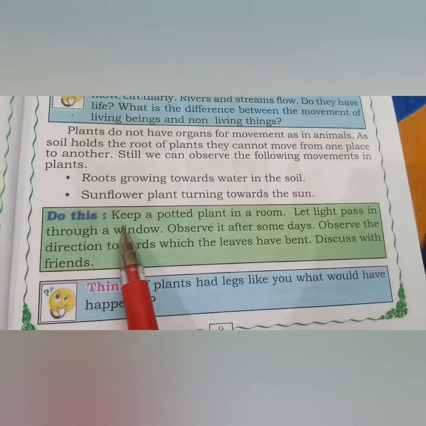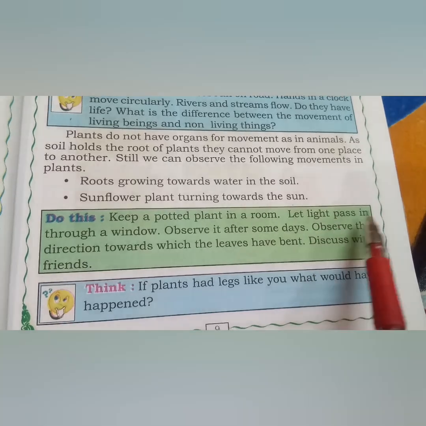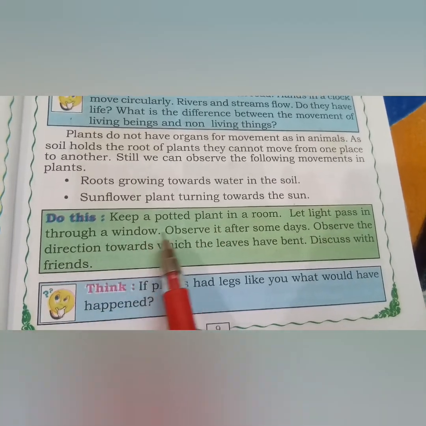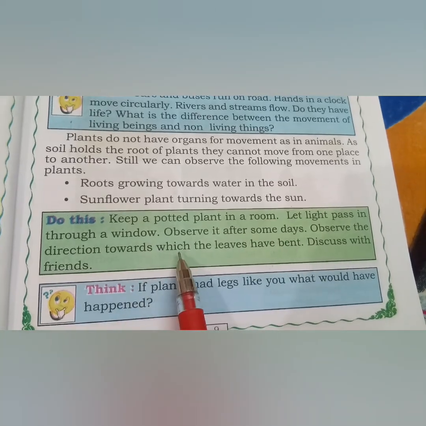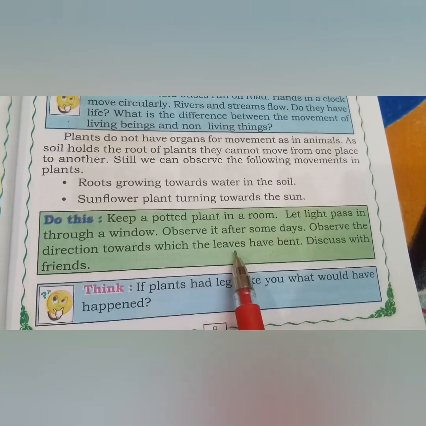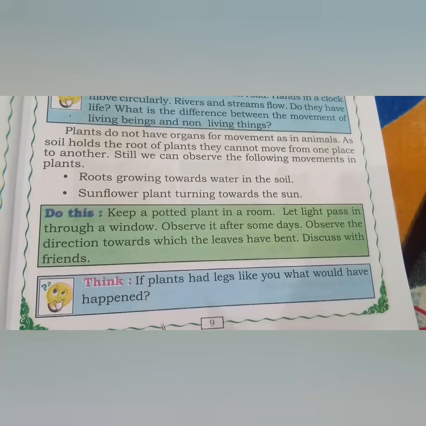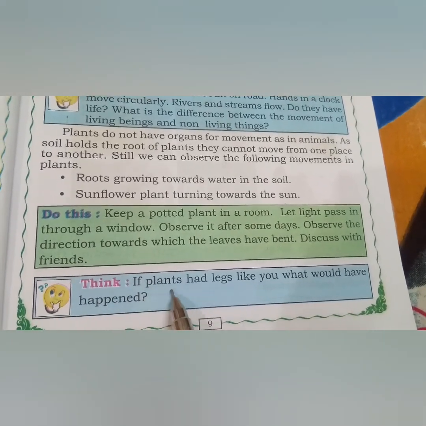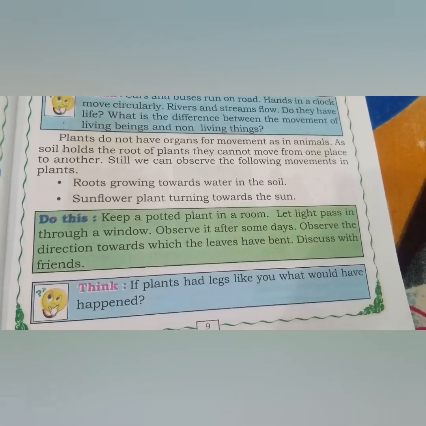Do this. Keep a potted plant in a room. Let light pass in through a window. Observe it after some days. Observe the direction towards which the leaves have bent. Discuss with your friends. If plants had legs like you, what would have happened? Think, children.